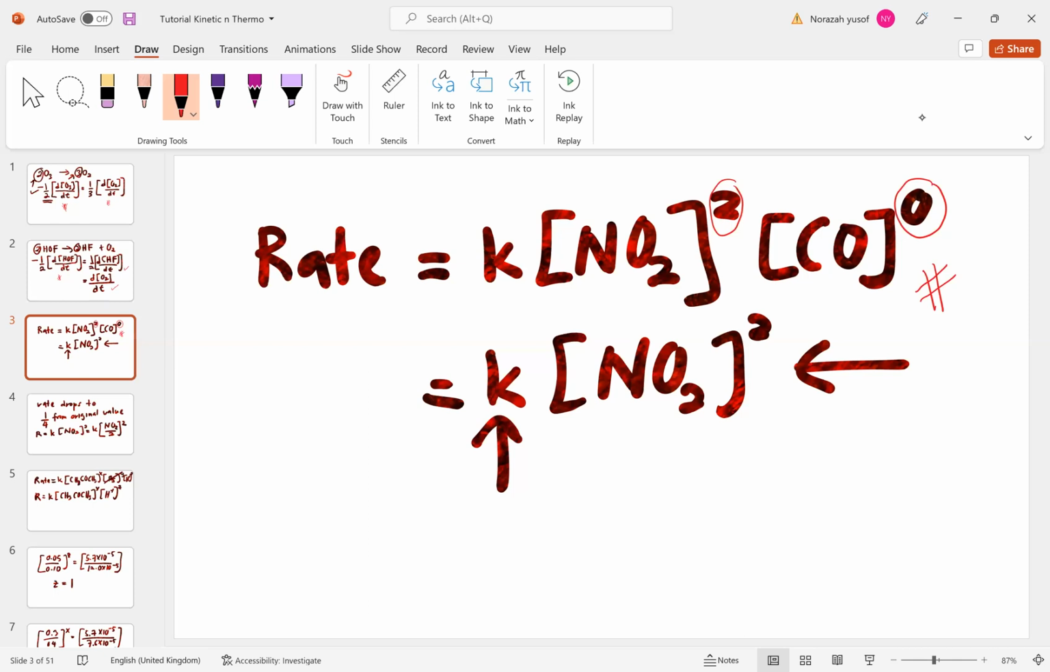So kita dah buat lah. This is the final rate expression ataupun rate law expression. Ia benda yang sama ya. So rate law expression. This is rate law expression. How will the reaction change if the NO2 concentration is half?